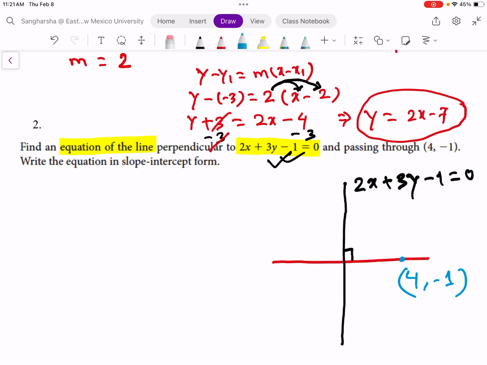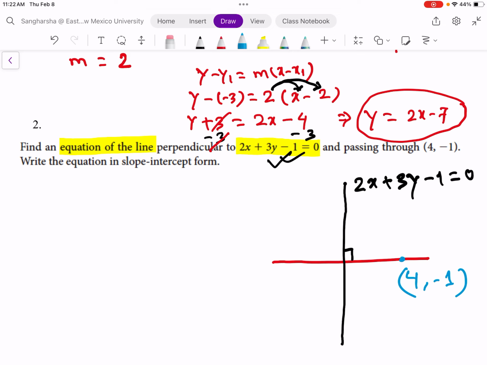Now since these two are perpendicular, what do we know about their slope? We have the red and black lines, which are perpendicular to each other. So what do we know about their slope?